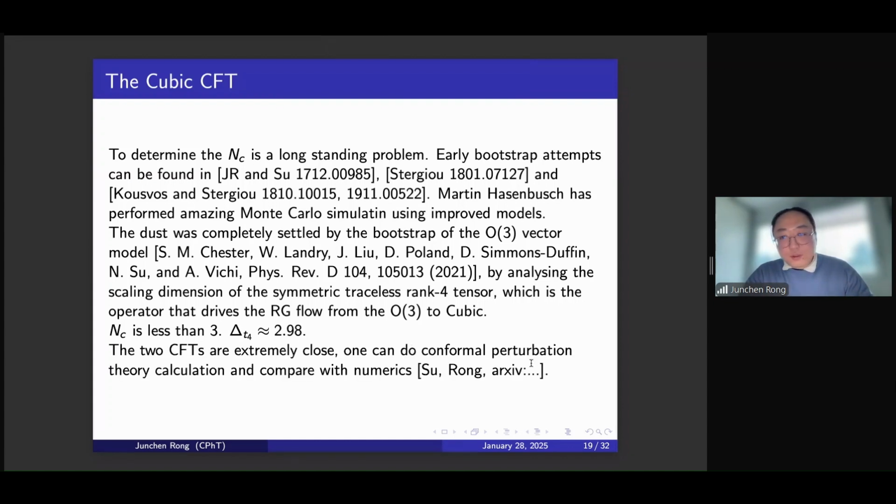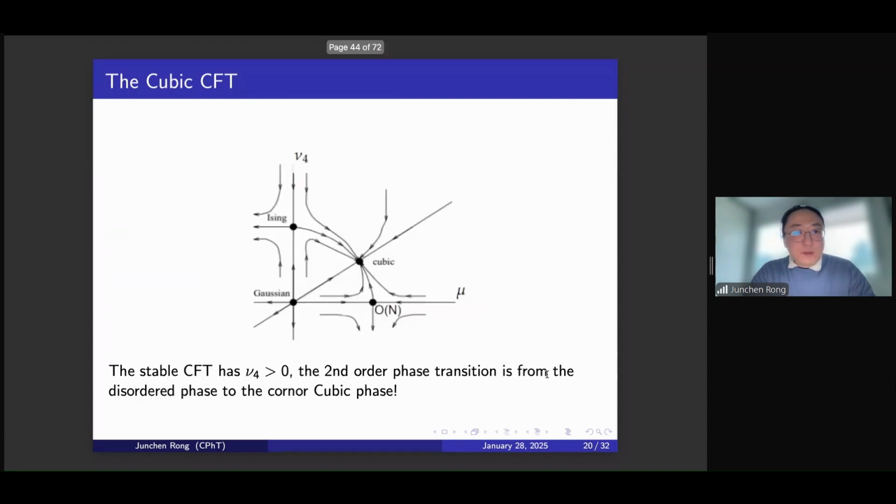I forgot to put the arXiv number there. The two CFTs are very close. You can use conformal perturbation theory to calculate data for the infrared one. It's called large-Q and cubic CFT from perturbation, something like that. It's another paper by me and Ning Su. So we are in this picture.